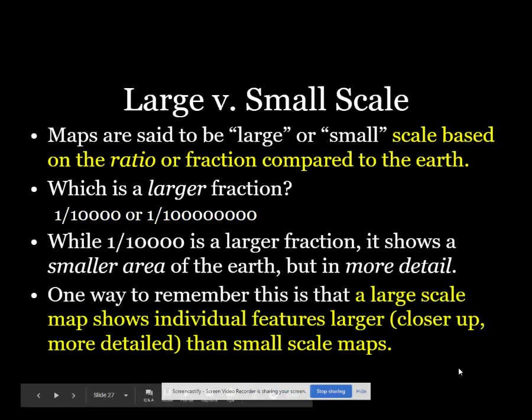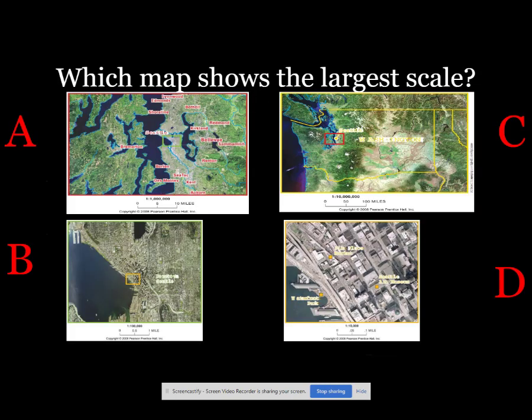So here's your second yellow statement. One way to remember the difference between large scale and small scale: a large scale map shows individual features larger, meaning closer up and more detailed than small scale maps. So which map shows the largest scale? The correct answer is D, because it's in more detail. We're showing a smaller area. That fraction is a bigger fraction, so we're showing more detail.